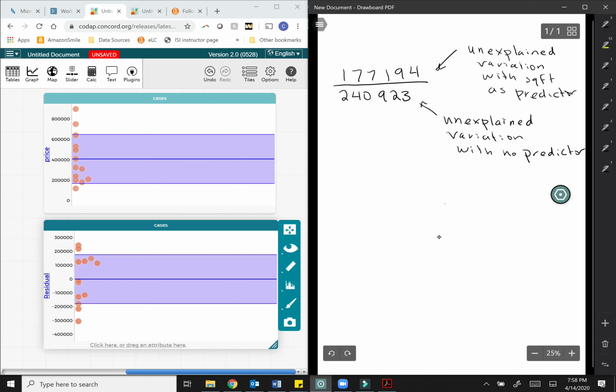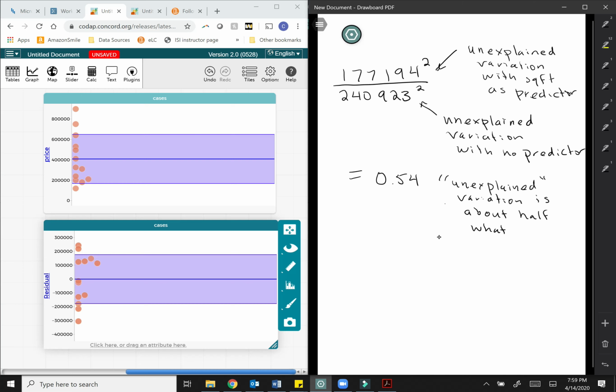And actually the R squared isn't based on the standard deviation. It's based on a related measure called the variance. The variance is just the standard deviation squared. So we're going to square each of those numbers. Okay, so if we do that fraction, we get 0.54. So what that tells us is that our unexplained variation, put that in quotes, unexplained variation is about half what it was before. Right? We've cut down the unexplained variation, cut down the prediction errors by about half.